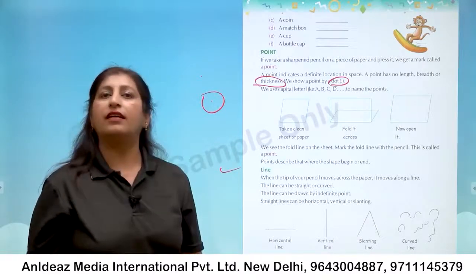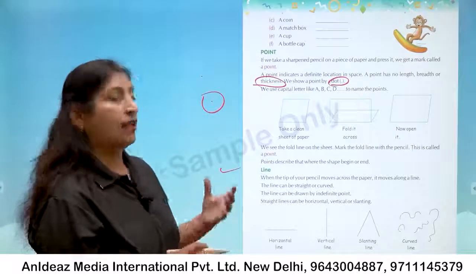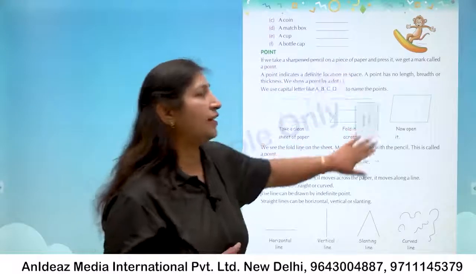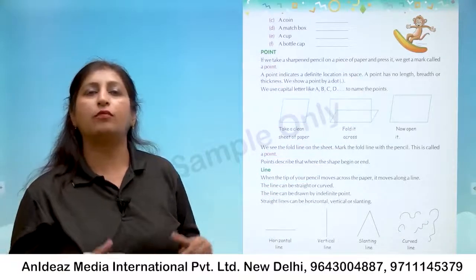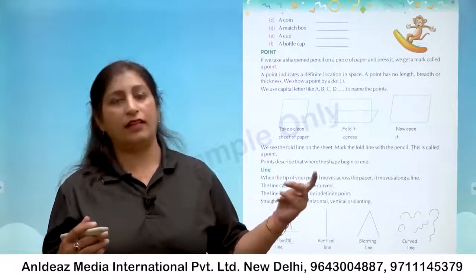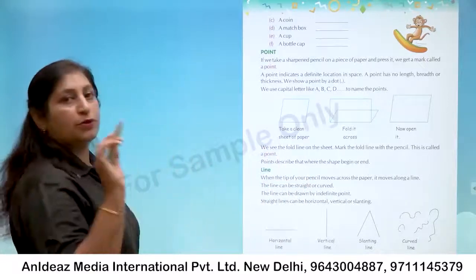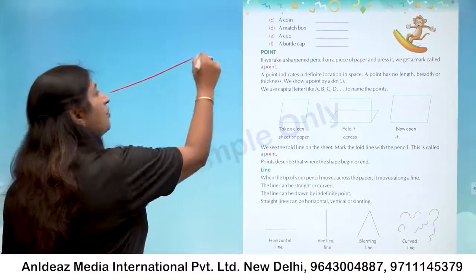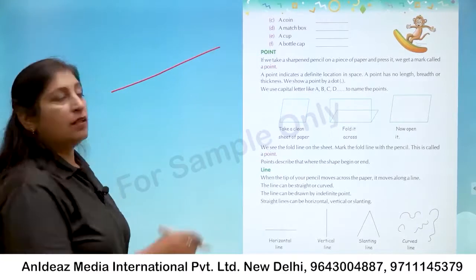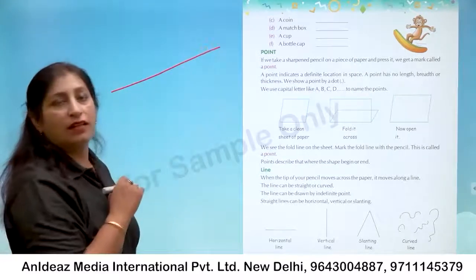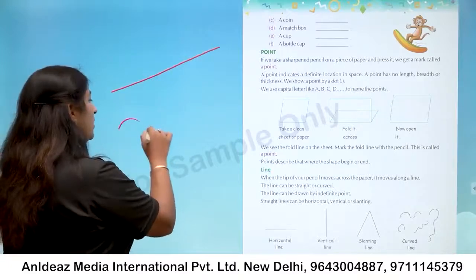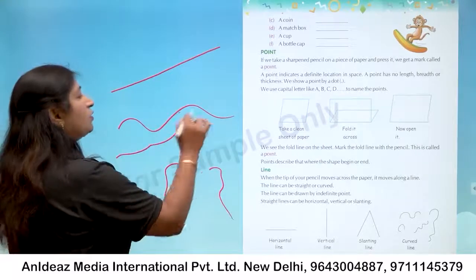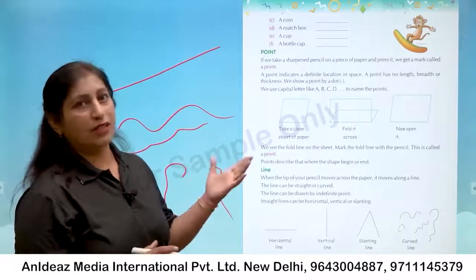Now we move to the topic line. How can you get a line on a sheet of paper? Actually, a line does not have a definite length. It may be extended in both directions infinitely, up to infinite length. Suppose you are moving your sharpened pencil across the sheet of paper, then this is nothing but a line. You may get this line also, this is a line also. It means a line may be curved or straight.